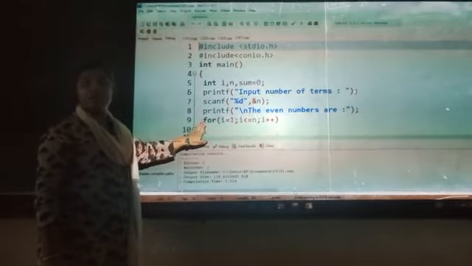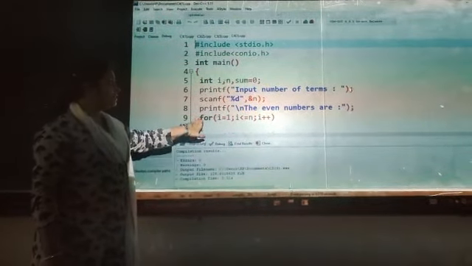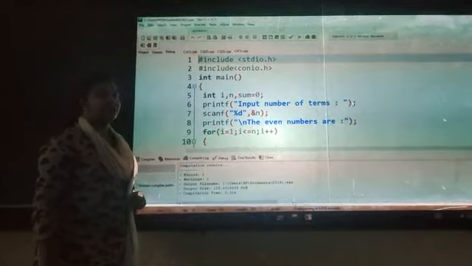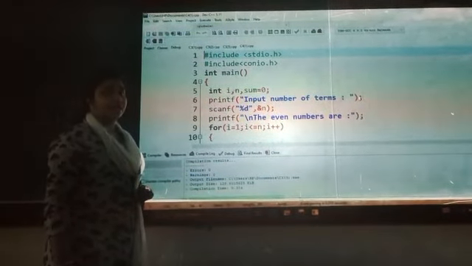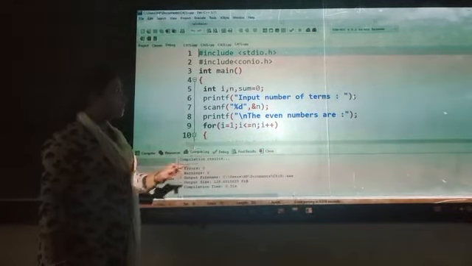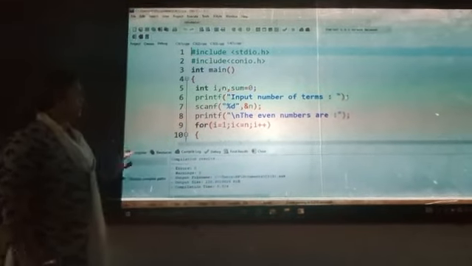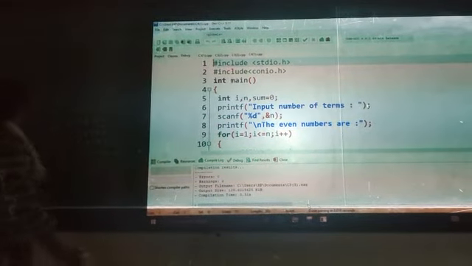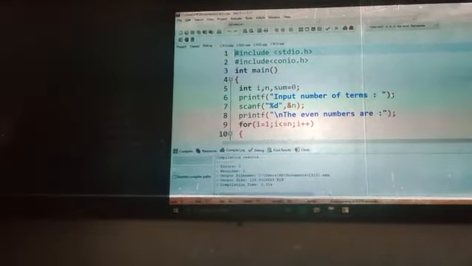With experiment 4, yes? To print the even numbers, and we have to sum up the even numbers. See, what's going to happen? Input the number of terms. What will you get in an output? Input the number of terms.